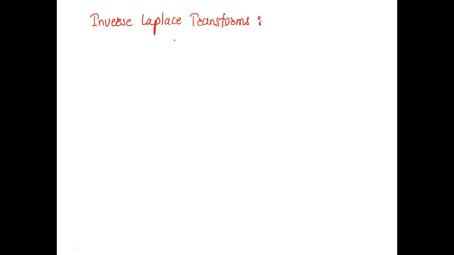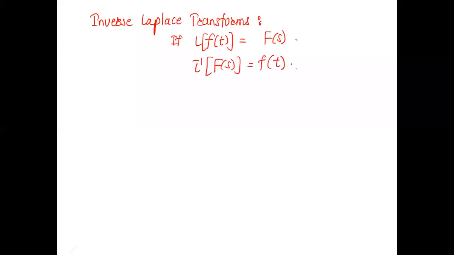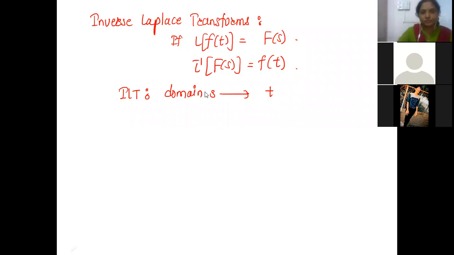So we have seen the definition: if Laplace of f of t is called F of s, then Laplace inverse is denoted by L inverse of F of s is equal to f of t. This is the definition of Laplace inverse. And what is the main function of Laplace inverse? It transforms from the s domain back to the t domain. So we have seen up to this, and after that we have to derive some formulas.